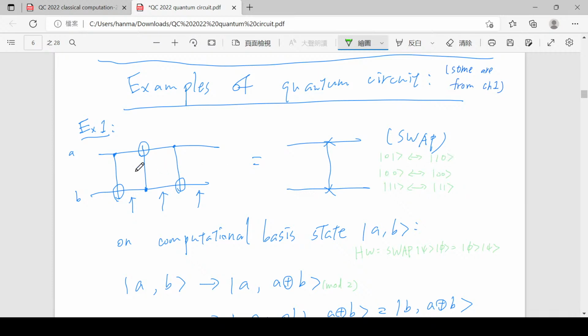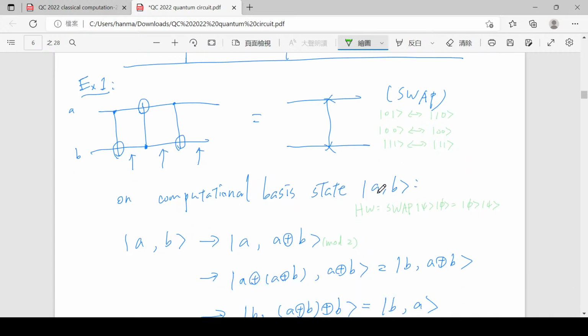The first CNOT has control on the first qubit and target on the second qubit. Then you have the second CNOT, control on the second qubit, target on the first qubit. Then the last CNOT, control on the first qubit, and target on the second qubit. And we check this identity, which is basically a classical computation, on computational basis states. So we say the input is A and B.